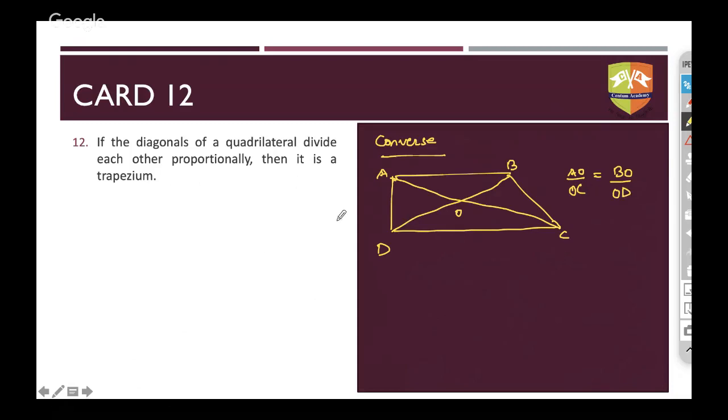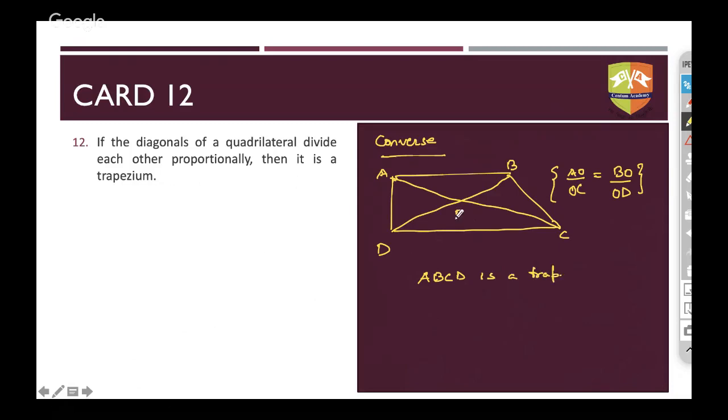Sorry, this is a quadrilateral. It's not a trapezium. I'm sorry. So if there is a quadrilateral and the diagonals divide each other proportionally, this is how they will divide proportionally. Then we have to prove that ABCD is a trapezium.